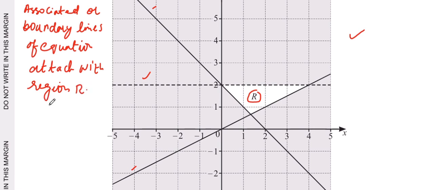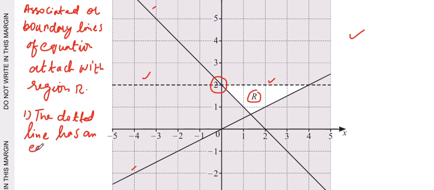The first line, you can see, is a dotted line and this is a horizontal line. You can observe this line passes through the point y is equal to 2. So the equation of this dotted line, the first one, is y equal to 2. This is because this is a horizontal line, so it will involve only variable y.